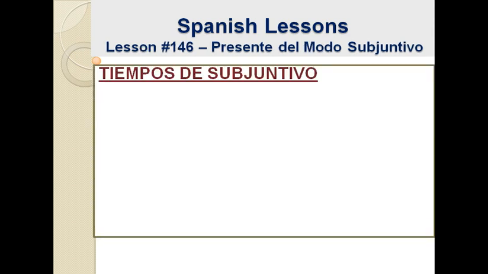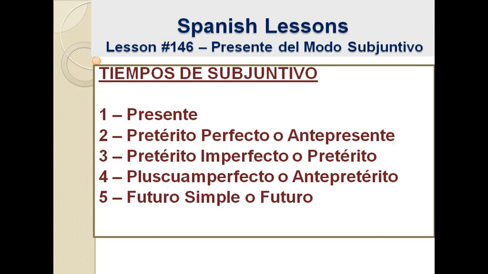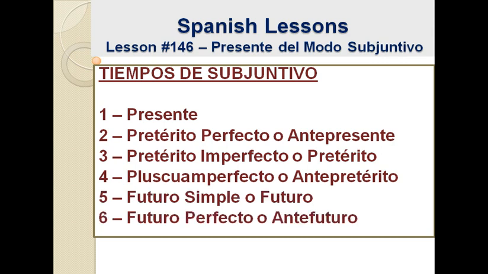Now, however, we will see the modo subjuntivo, right? And modo subjuntivo has 6 new conjugations or 6 new tenses. So it has its own presente or present tense, pretérito perfecto o antepresente. It has its pretérito imperfecto o pretérito. It has its pluscuamperfecto o antepretérito. It also has its simple future or future, and its futuro perfecto or antefuturo.